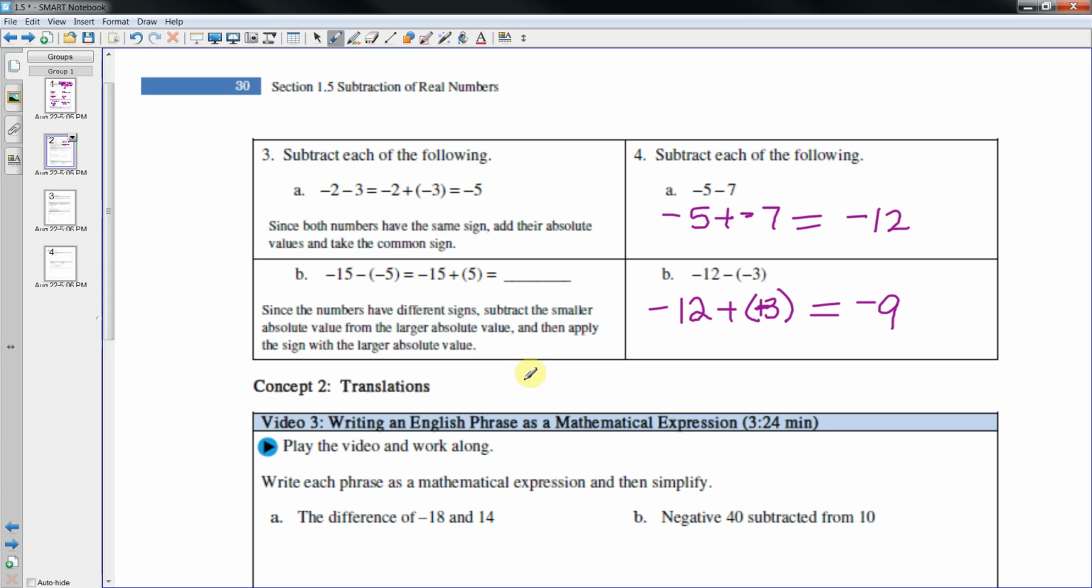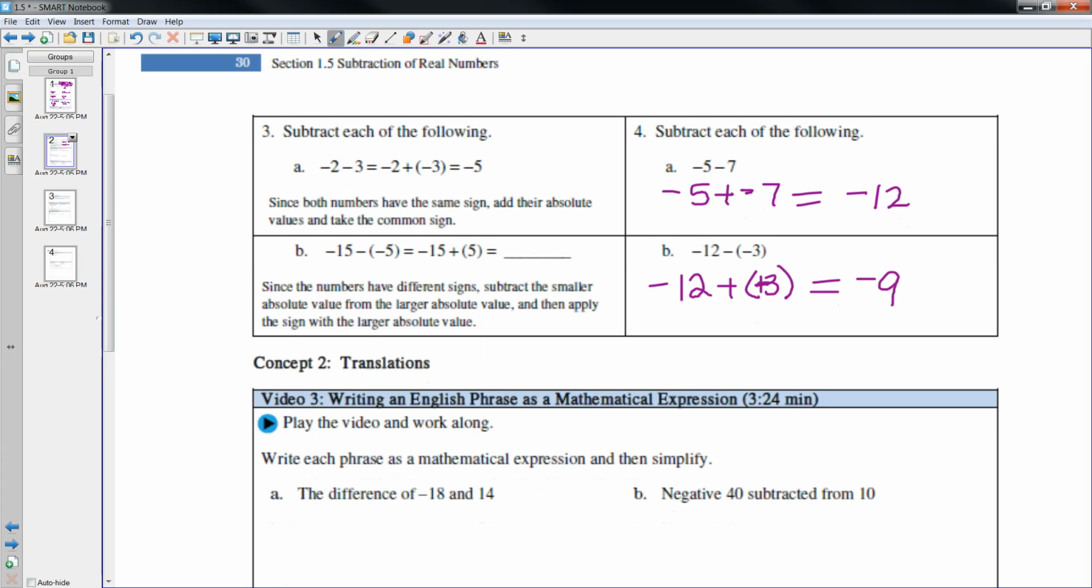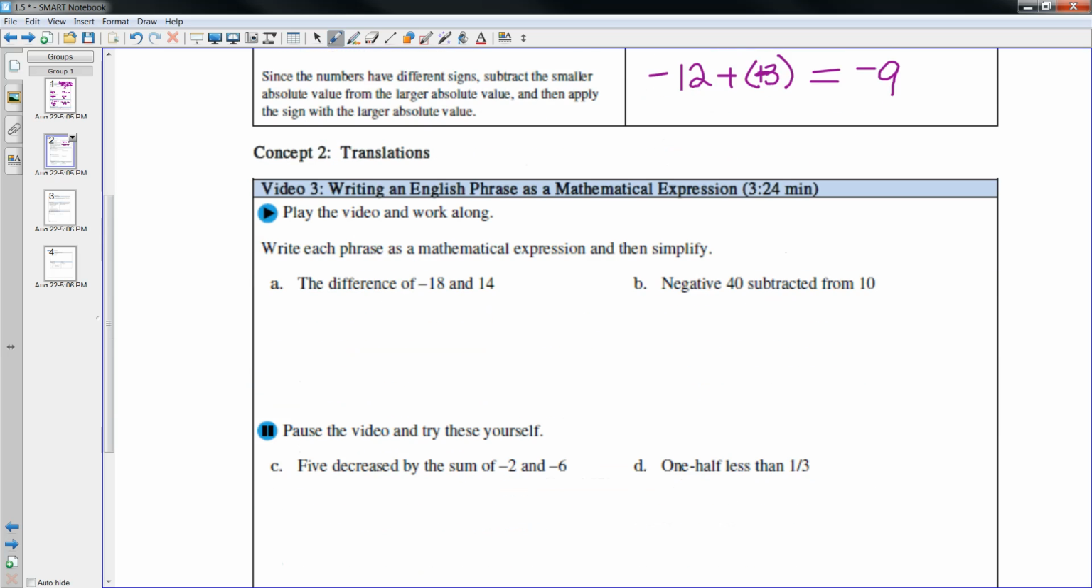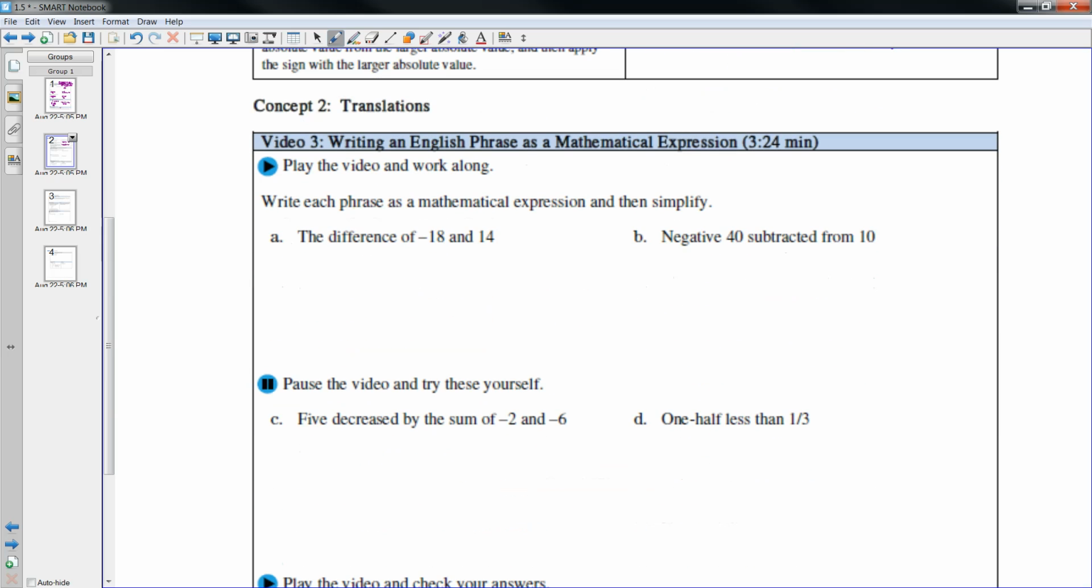You'll also learn that double negatives, minus minus, change to positive all the time. Alright, so let's do some phrases. Difference means to subtract, and again, we're doing a whole section on subtraction, so you're going to see that a lot. So the difference between negative 18 and 14, I'm sorry, negative 18 minus 14, so that's negative 18 plus a negative 14. They're both negative, so that's going to be 32, and it's going to stay negative because they're both negative.